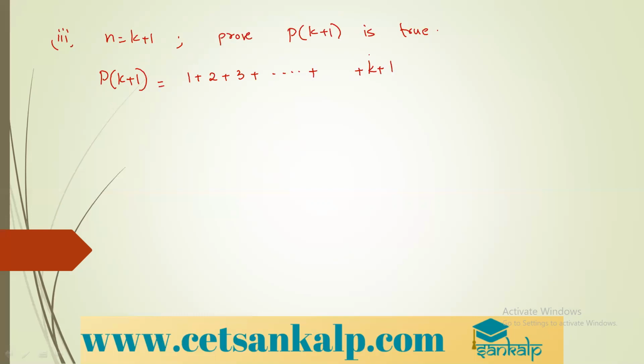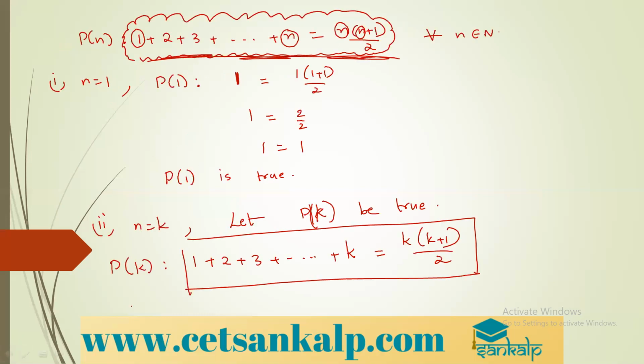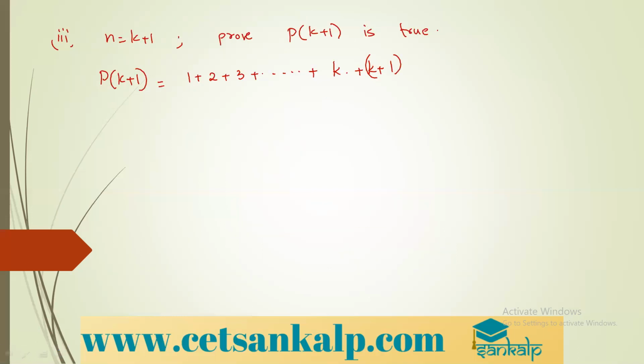But before k plus 1, I will have k. That I have to remember. So now I told you in the previous page, for 1 plus 2 plus 3 up to k, I will write k into k plus 1 by 2. I'm going to use it. I said before k plus 1, there will be k.